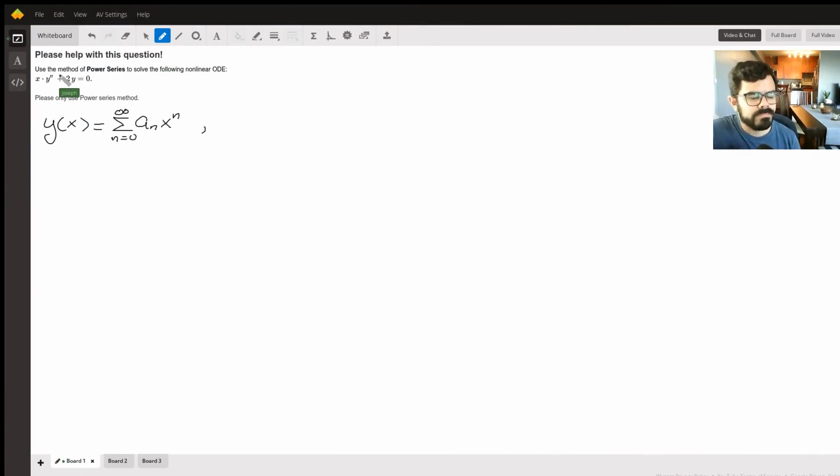Okay, so the problem we have today is to solve this ordinary differential equation with the method of power series. The method of power series consists of assuming a certain functional form of this y, and that functional form is a power series. So here we have the power series expansion, and it will consist of replacing this y with the power series and finding the conditions on these coefficients that will solve this.